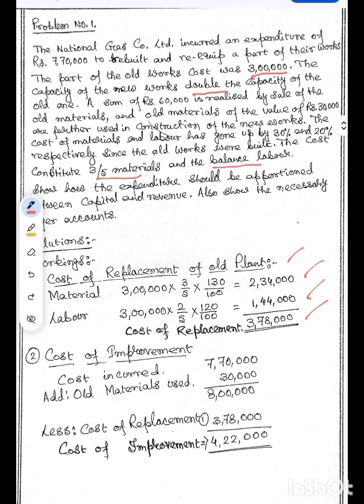Next, cost of improvement, our second calculation. Cost incurred here is 7,70,000, as given in our problem. Next, value of old materials used, that is 30,000. Okay, so these two are added, and that comes to 8 lakhs, and thereafter we deduct cost of replacement 3,78,000, and we get cost of improvement as 4,22,000. Next, our calculation number 3.